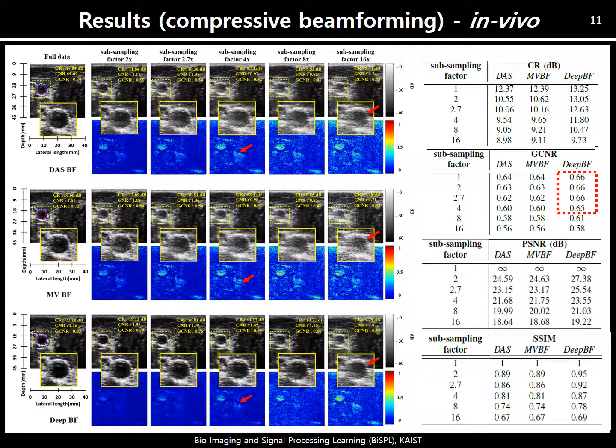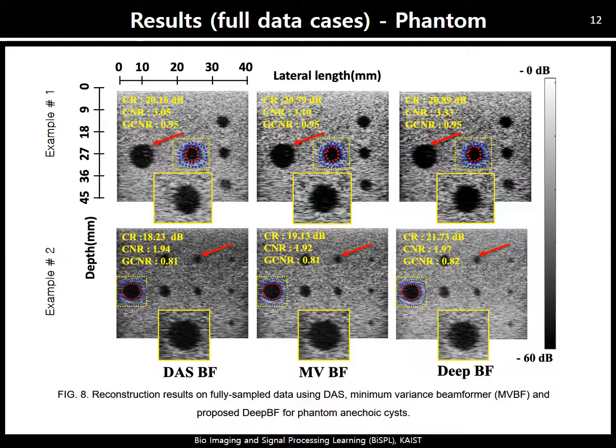So these results show that our CNN model is very generalizable, and the results are very amazing. To test whether this improvement is real and not an artifact, we test our model on the phantom dataset as well. Again, in the fully sampled phantom case, the DBF achieves comparable or even better performance than MVBF. For example, in terms of CR, there is consistent performance improvement in DBF. Similarly, in GCNR, we also outperform the conventional beamforming method, for example, from 0.81 to 0.82 in example number 2.